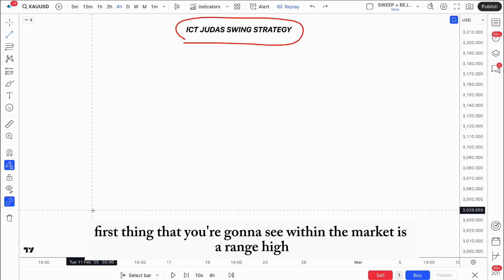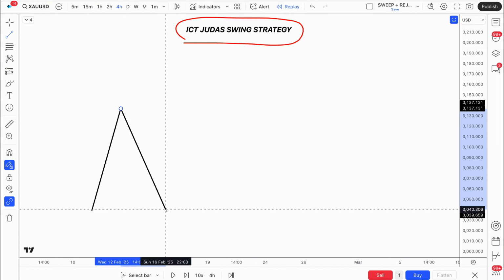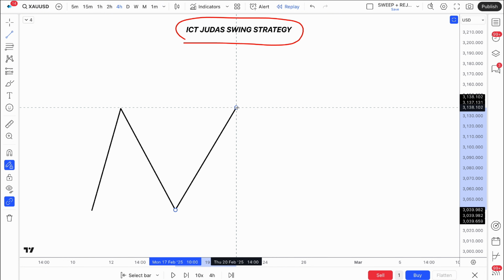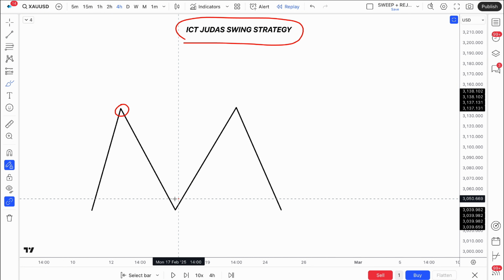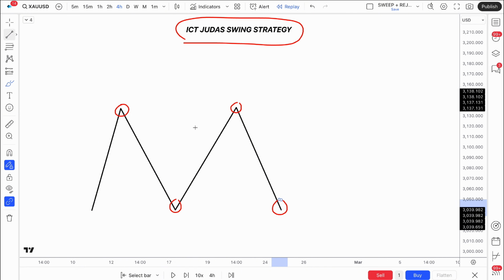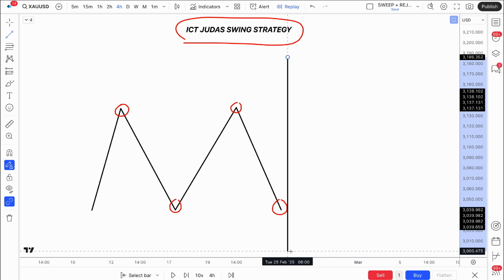The first thing that you're going to see within the market is a range high followed by a range low. This is your range high. This is your range low. This is your range high, and this is your range low. This is nothing more than a ranging market. And during a London kill zone or a New York kill zone, this line represents the kill zone right here.